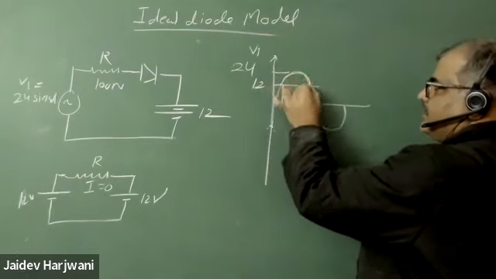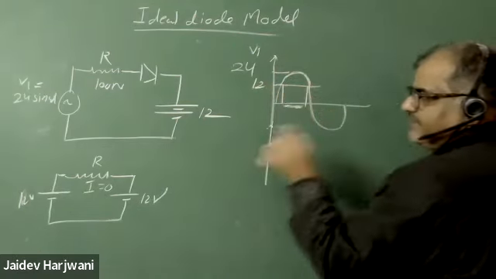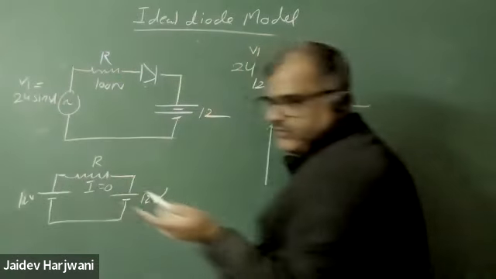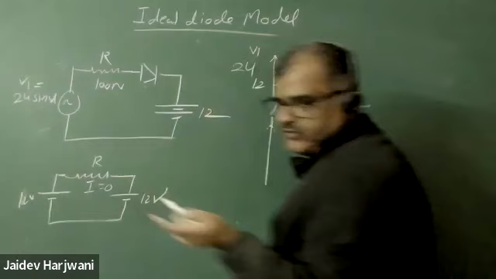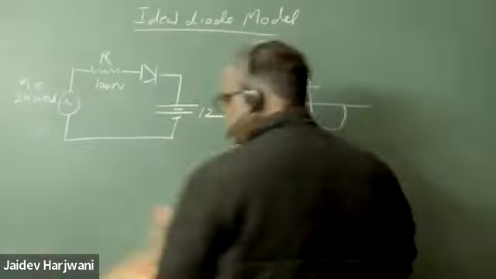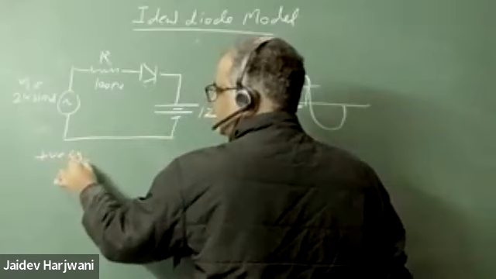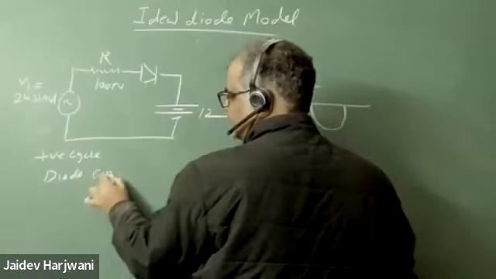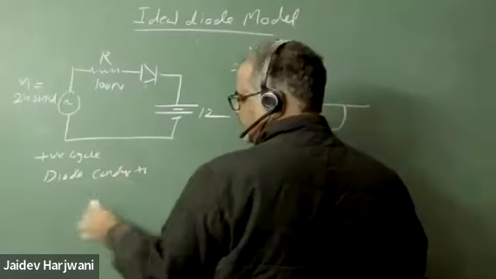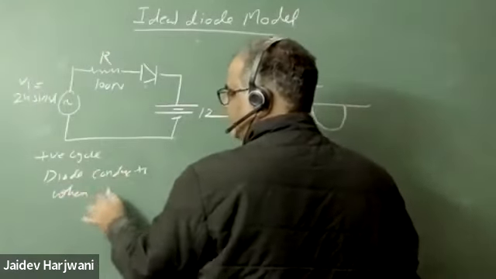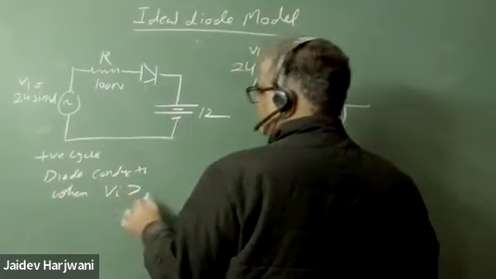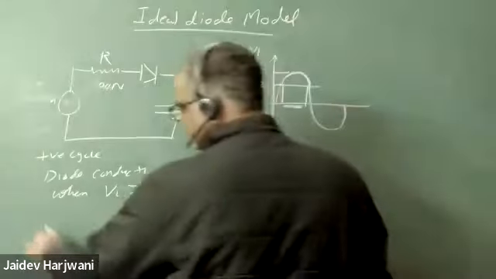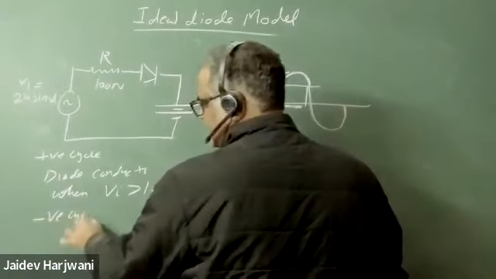It should be greater than 12. Okay, and on the reverse side, when you pick a reverse side, it will automatically open, so no current will flow. The diode will not conduct. So you can write: for the positive cycle, the diode conducts when my Vi is greater than 12 volts. And in the negative cycle, it is reverse biased.